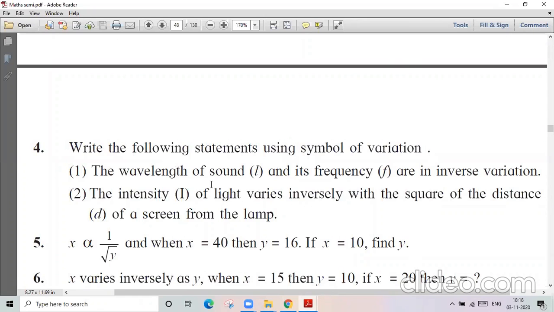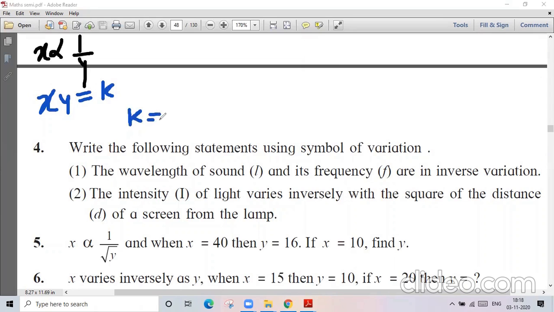What is the question here? x varies inversely as y. Right? When x is equal to 15, y is equal to 10. Now solve: x into y is equal to k, where k is your constant of proportionality.